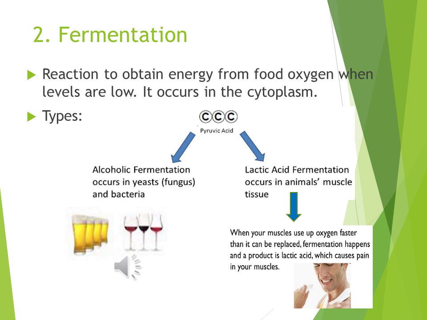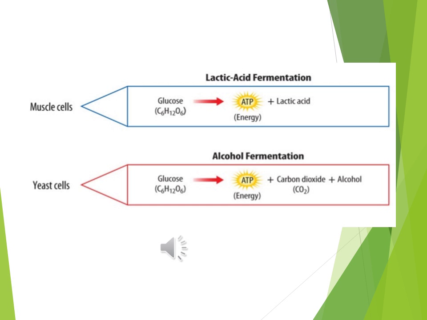When your muscle uses up oxygen faster than it can be replaced, fermentation happens and produces lactic acid, which causes pain in your muscles. We can see how in muscle cells the glucose by lactic acid fermentation produces ATP energy and lactic acid, and in yeast cells glucose by alcohol fermentation produces ATP energy plus carbon dioxide and alcohol.